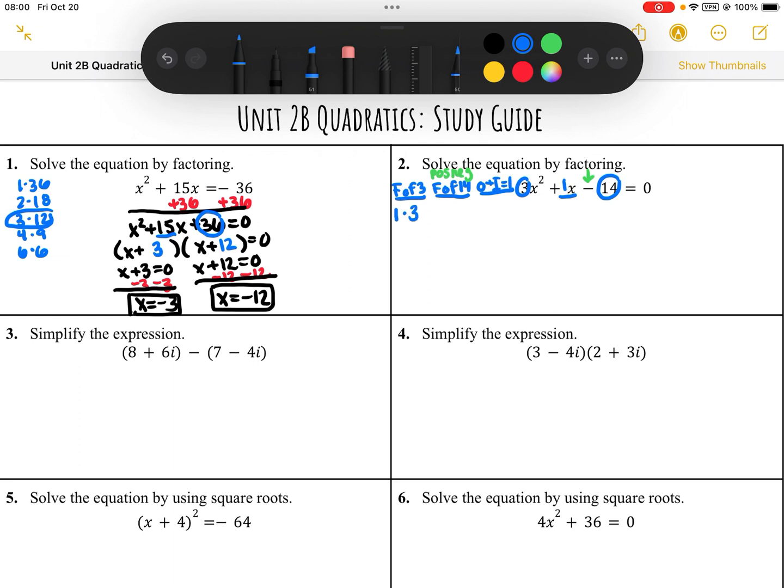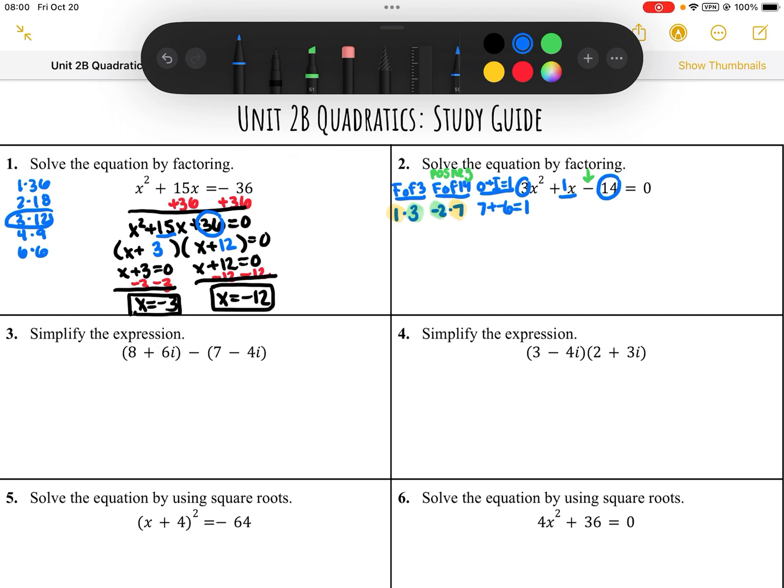For 14, you could do 1 and 14 and 2 and 7. If you do 1 and 14, you're going to get very large numbers. Our outer plus inner needs to be 1, so it needs to be really small. So I'm going to go ahead and try 2 times 7. Now one of them needs to be negative, so I'm going to use negative 2. So now I'm going to do my outer, 1 times 7, which gives me 7, times my inner, 3 times negative 2 will give me negative 6. 7 plus negative 6 will give me 1, which is what I wanted.